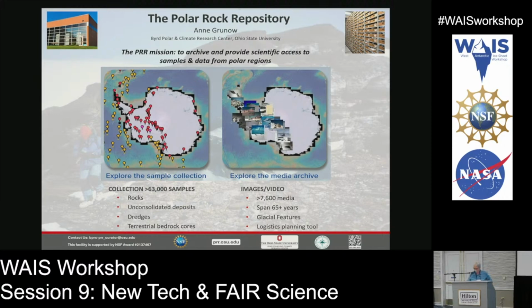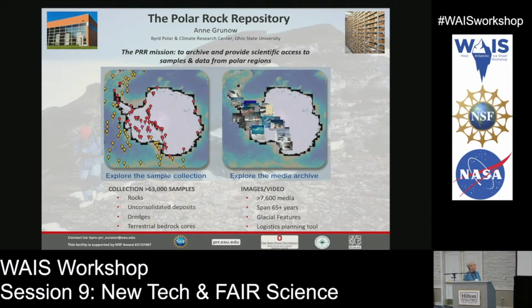So the Polar Rock Repository, we have over 63,000 physical samples. Those include rock samples, unconsolidated deposits like tills and colluvium, dredge samples from around the entire Southern Ocean, Ross Sea, Weddell Sea, and terrestrial bedrock cores, including the DVDP, and most recently from Johnstone and the Pirate Hills.